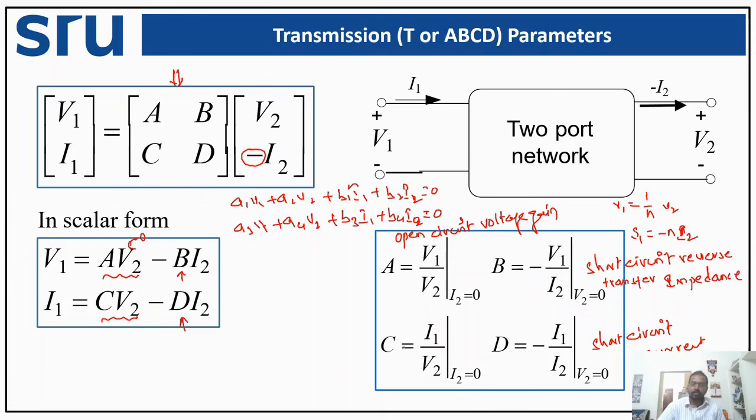And what about this C? We obtain this C whenever we open the second port. So it's an open circuit. We are trying to excite the second port and get the response at the first port. It's the reverse transfer. The ratio of current to voltage, we call it admittance. So we can compute these ABCD parameters in this particular way.